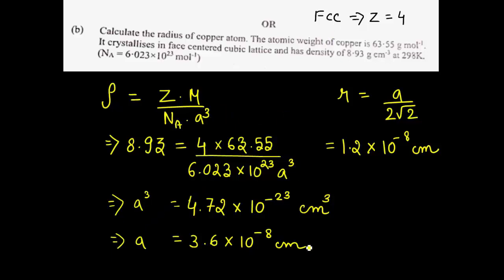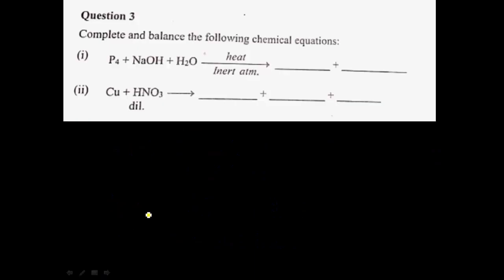So you have your calculator, you find out the value of A, and for FCC the relation between the radius of the atom and the edge length of the unit cell is this. R is equal to A by 2 root 2. So put the value of A that you get from here and you will get to your answer, which is this. Okay. Next. Complete and balance the, okay, so these are some equations.